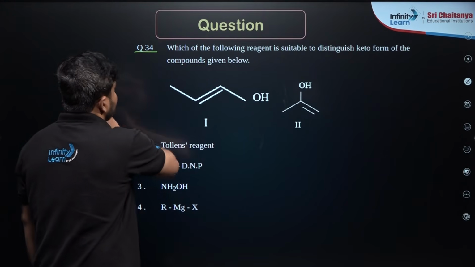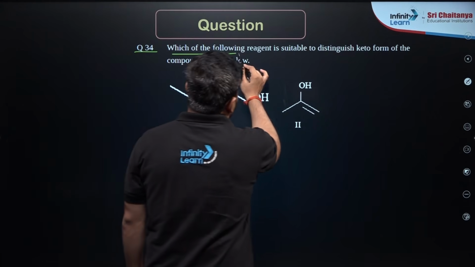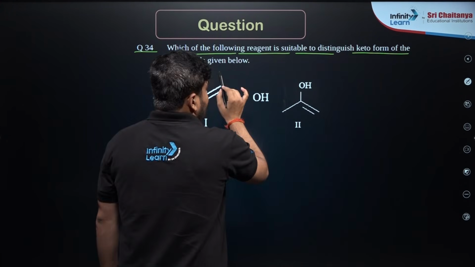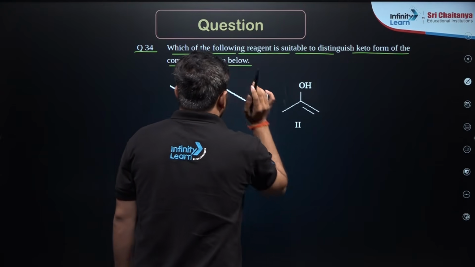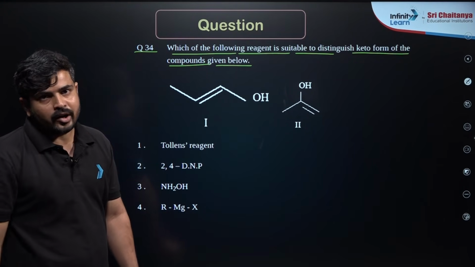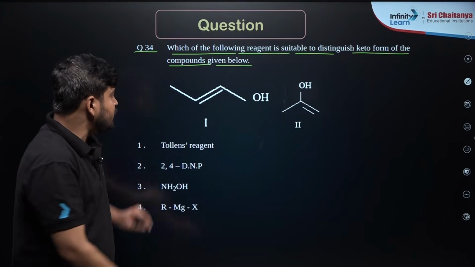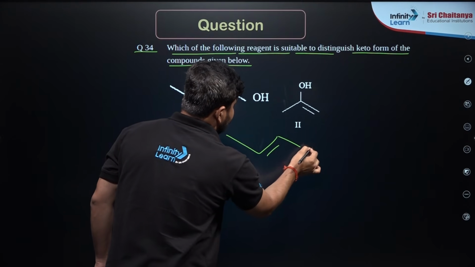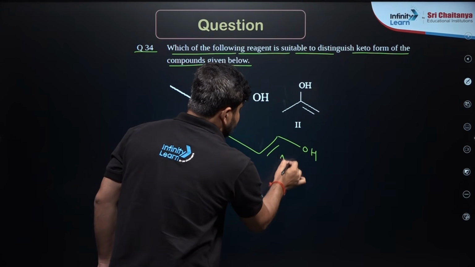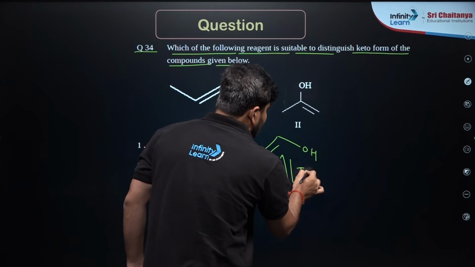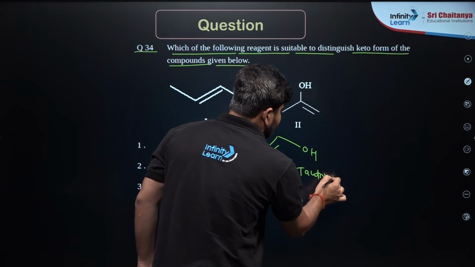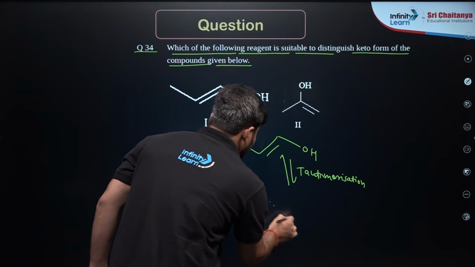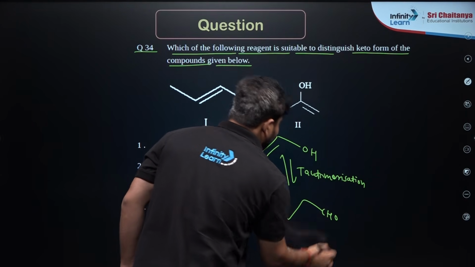Now I am coming to question number 34. Which of the following reagents is suitable to distinguish the keto form of the compound given below? So what are we going to check after tautomerization? If I take the first compound, after tautomerization, you know properly, if the tautomerization comes, definitely it is going to convert into what? It is going to convert into aldehyde, right?